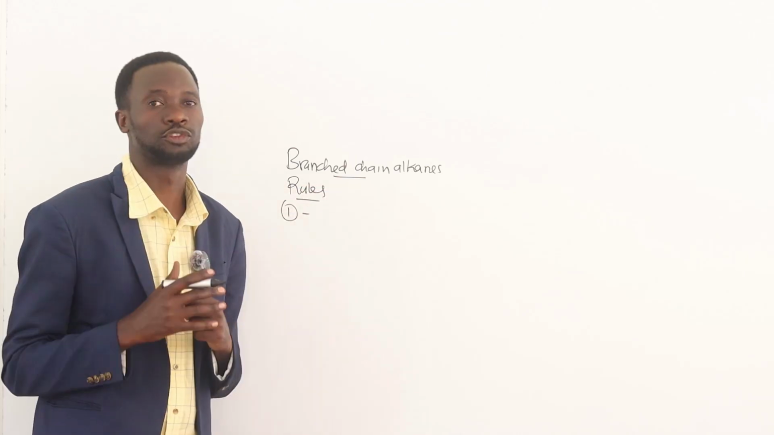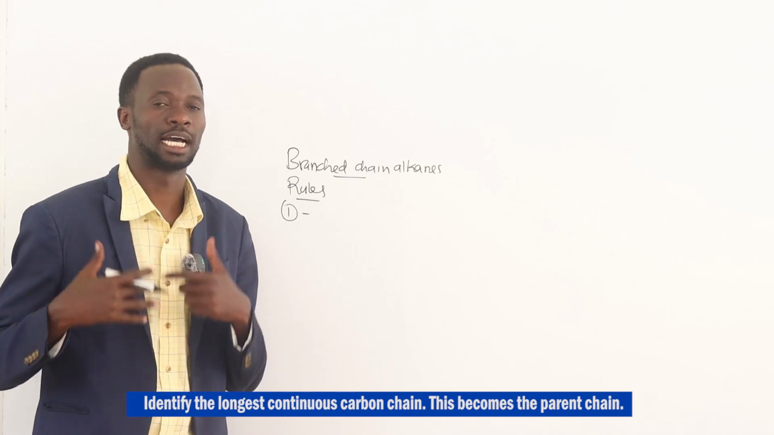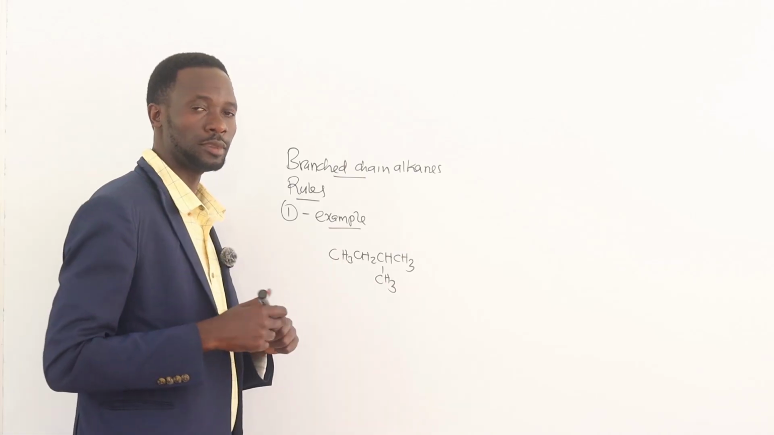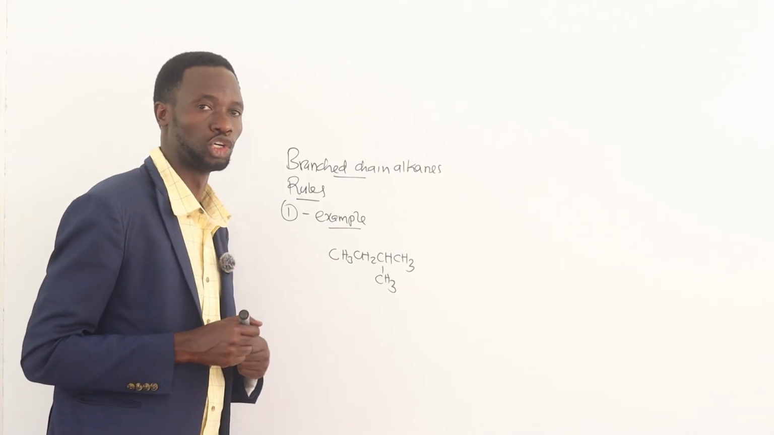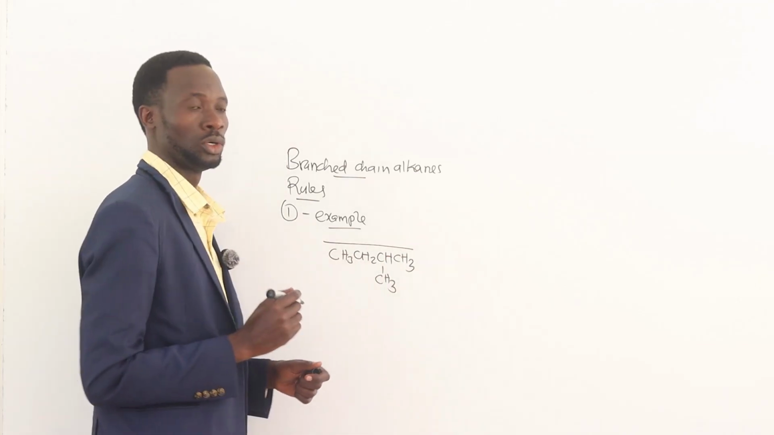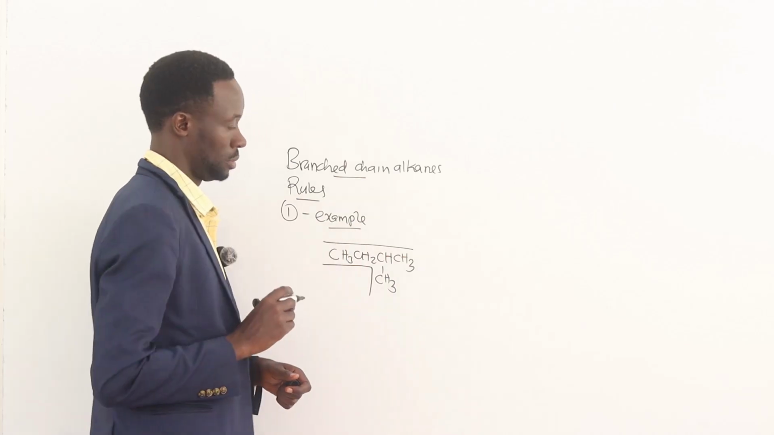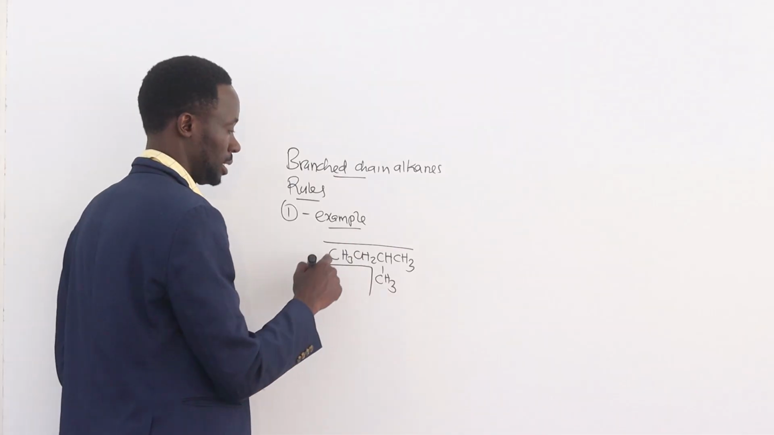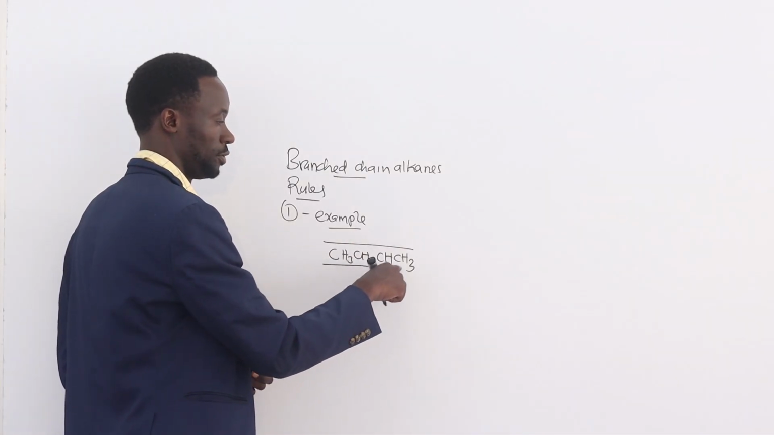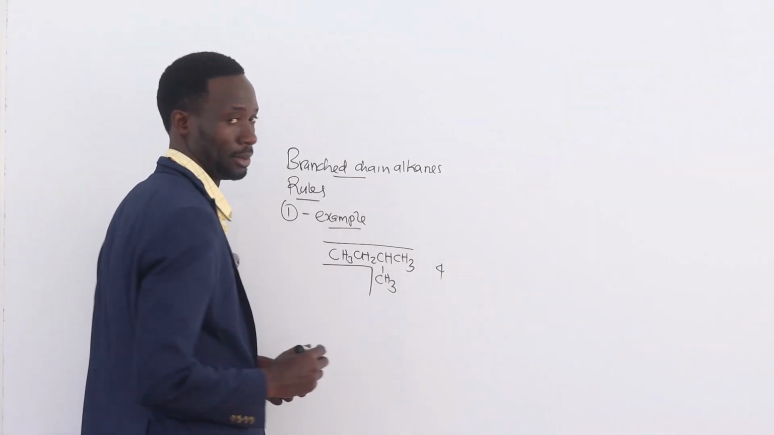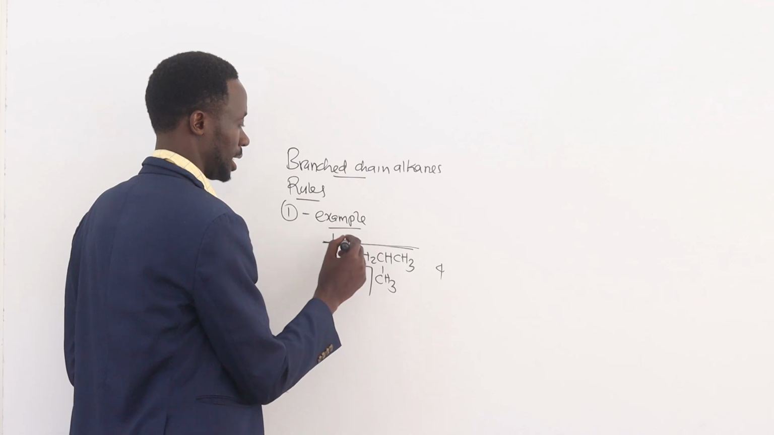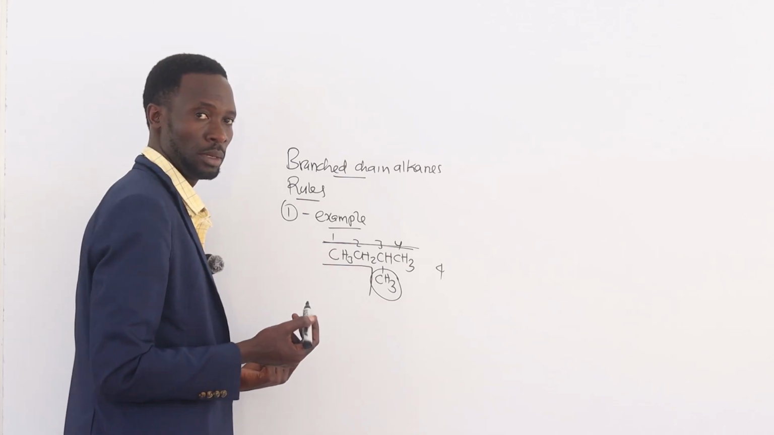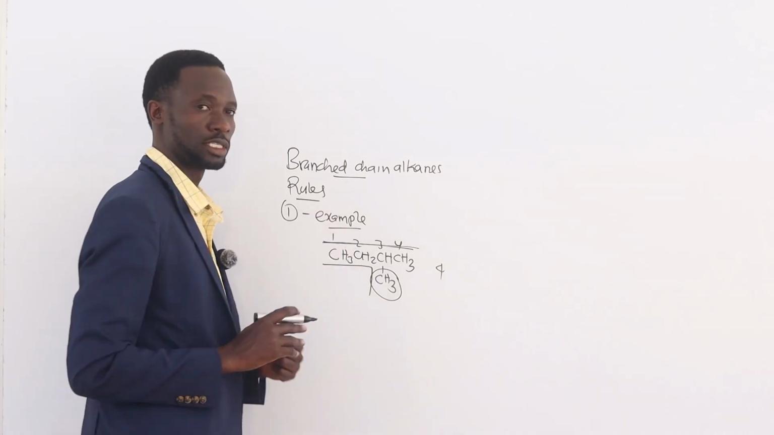Rule number 1, identify the longest continuous carbon chain. For instance, you have a compound like this. This is the branched chain alkane. The longest continuous carbon chain could be straight, or it could be like this. Now, how are we going to identify the longest continuous carbon chain? The chain number 1 consists of 1, 2, 3, 4. It has 4 carbon. According to this chain, which consists of carbon 1, 2, 3, and 4, this one is going to be the attachment. But it is not necessary for the longest continuous carbon chain to be straight.